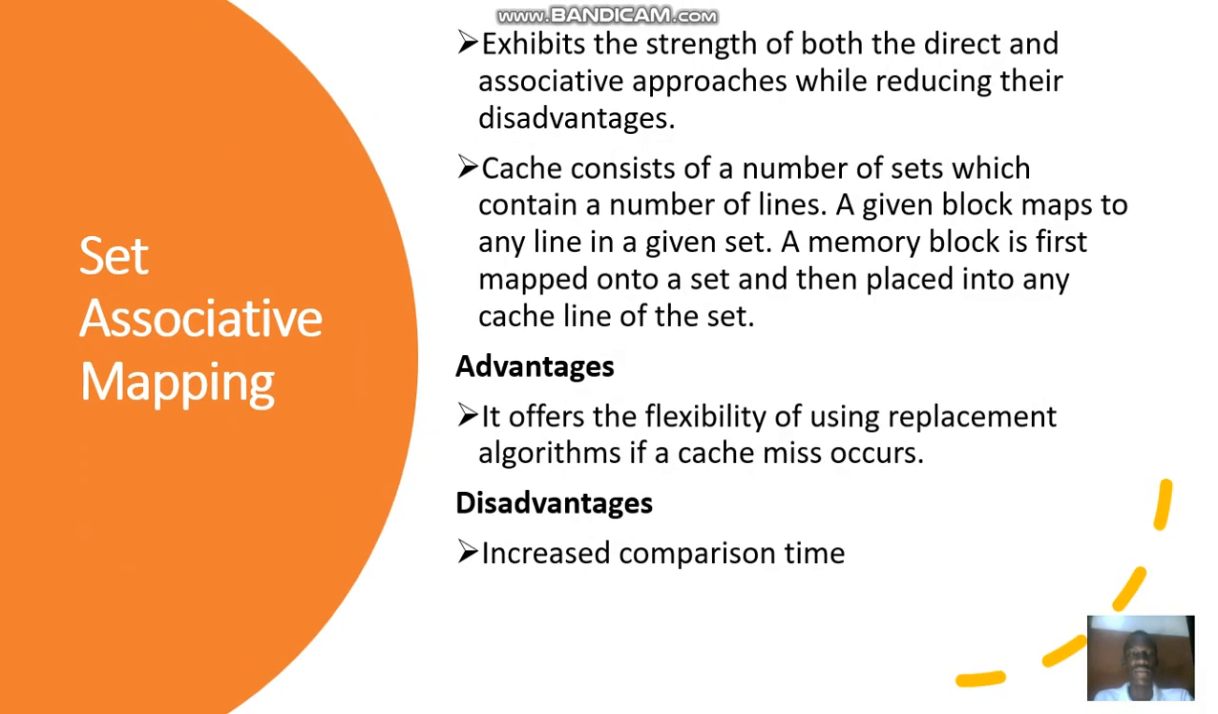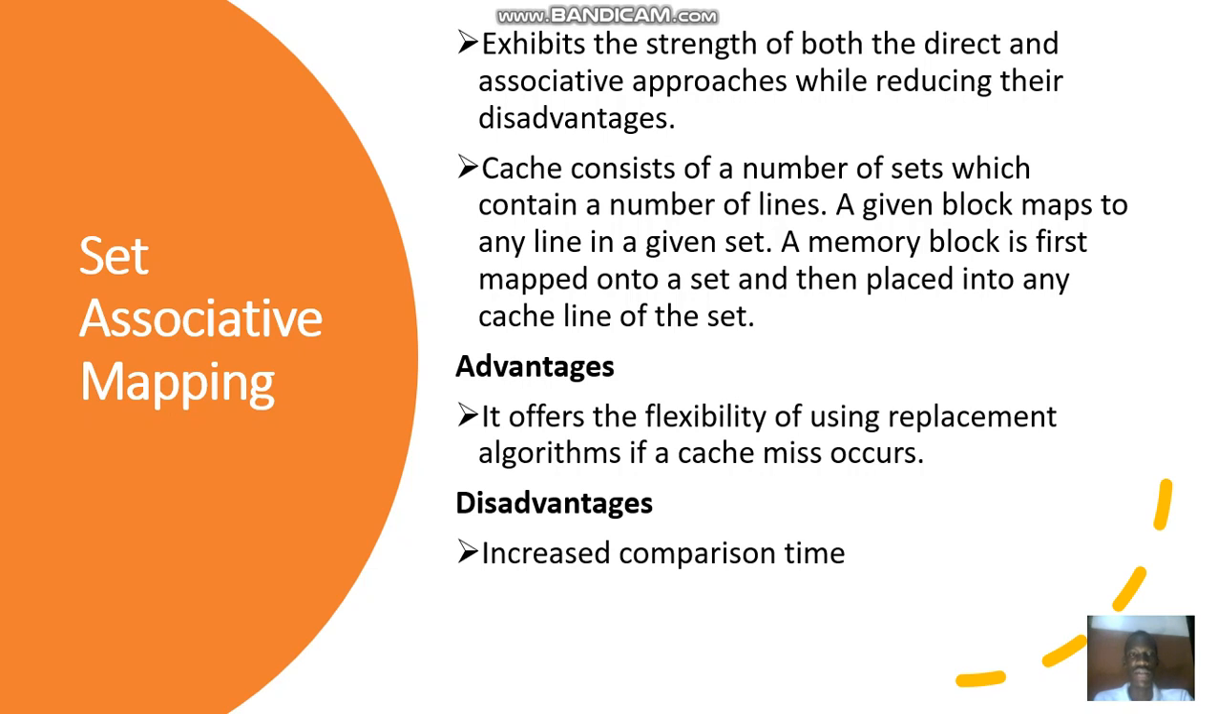And the last mapping function I'm going to talk about is the set associative mapping. This exhibits the strength of both the direct and associative approaches while reducing their disadvantages. Cache consists of a number of sets which contain a number of lines. A given block maps to any line in a given set, and a memory block is first mapped onto a set and then placed into any cache line of the set.